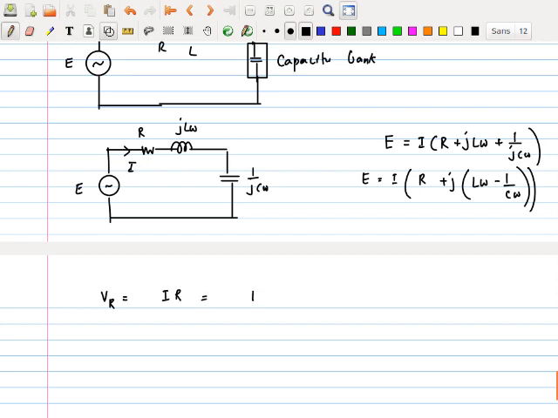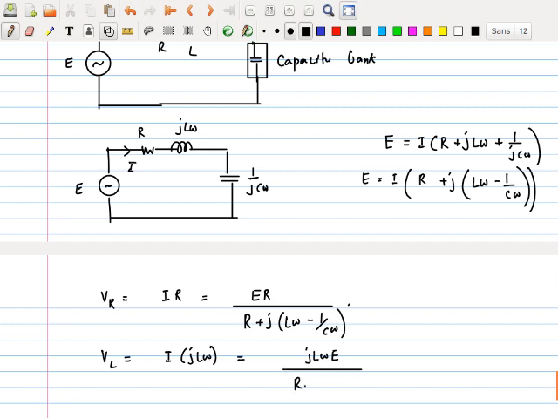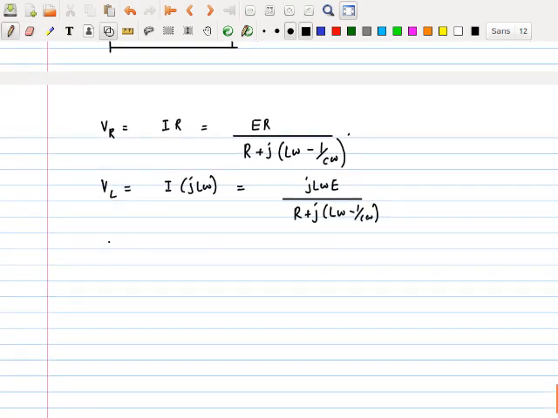Right? So this is going to be equal to E times R over R plus jLω minus 1 over Cω. Now this is a complex number. Please keep in mind that this is a complex number. Then you can find the voltage drop across the inductor as I times jLω. So that will give you jLω times E over R plus j times Lω minus 1 over Cω. In the same form, I can also say that VC is equal to I times 1 over jCω, and then I can write down the equations for that.